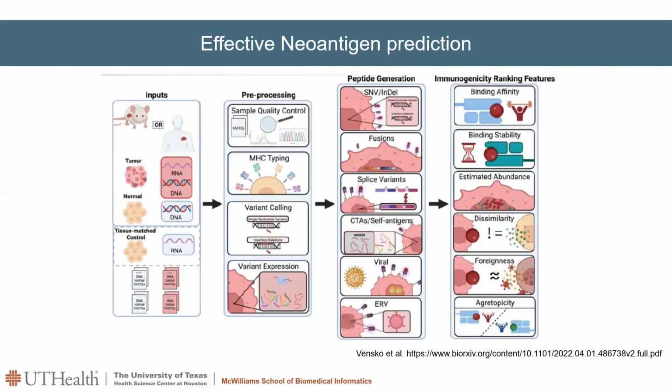So neoantigen can be identified by T cells if it is presented on the tumor cell, outside of the tumor cell. This neoantigen is presented by tumor cells, not normal cells, because it comes from mutations.